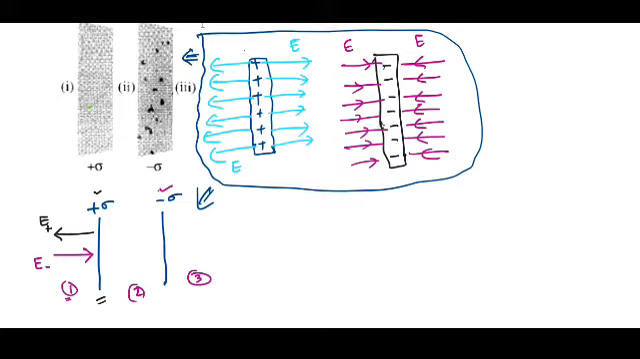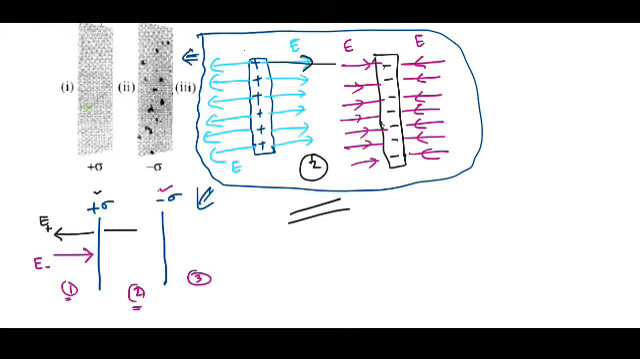Similarly, in region 2, the electric field is due to the positive charges. What will be the direction of the electric field? Because this is our region 2, if you refer to this figure, the electric field lines of the positively charged plate in region 2 are along this direction.